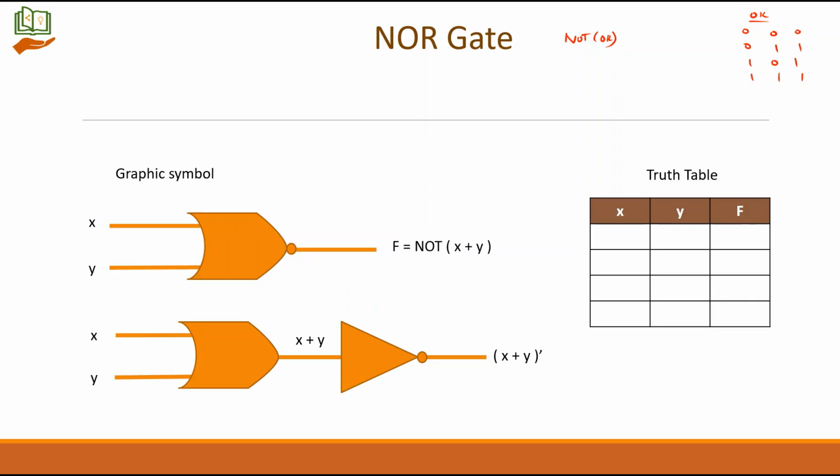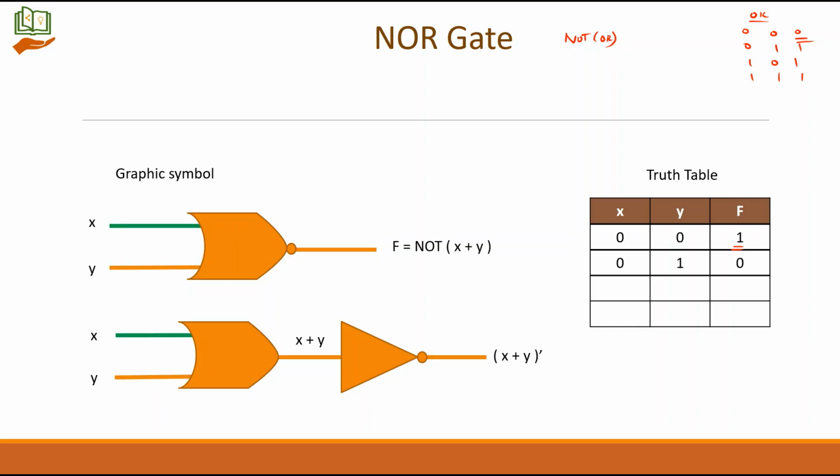Let's check that. Let's take x is equal to 0, y is equal to 0. 0 plus 0 will give you 0 and the inverter part will give you 1. So 0 and 0 will give you 1. Here we have 0 and here we have 1. What about the second row? X is equal to 0, y is equal to 1. 0 plus 1 will give you 1. When you invert 1, you get 0. So 0, 1 under NOR operation will give you 0.